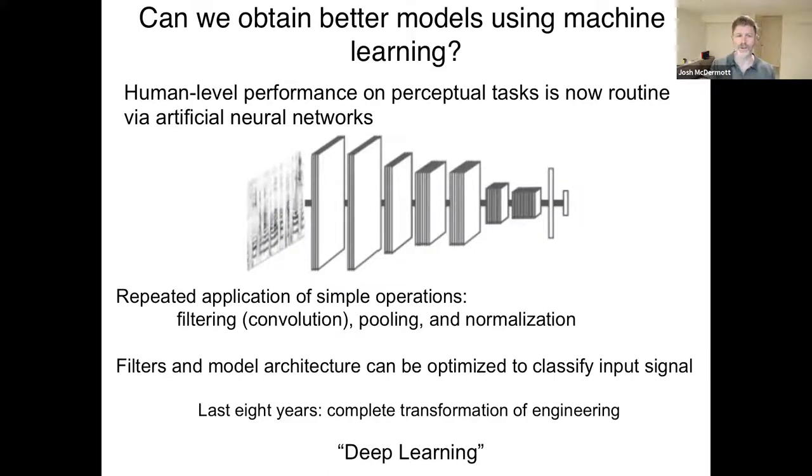And they involve the repeated application of a bunch of simple operations, so filtering or convolution, pooling, normalization. And the key to making these models work well is that we now have very effective methods for tweaking the parameters of the models in order to optimize them to classify the input signals. So if you have a big set of speech signals and you have labels for what the words are, you can adjust the parameters of the model so that it will correctly recognize the speech. And over the last 8 years, this has produced a complete transformation in the way that people do engineering. This is what is known as deep learning.